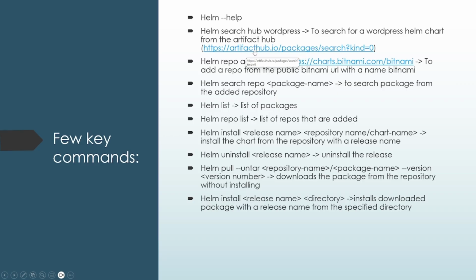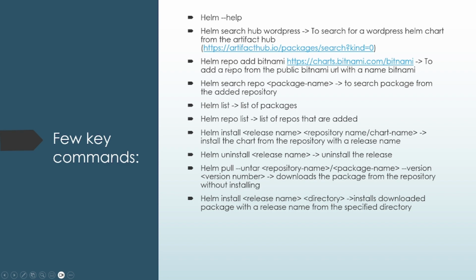Here, artifacthub.io contains all the available packages for Helm charts. So this is a repository which contains the available charts, and you can search for a particular chart by the helm search hub command with the chart name.